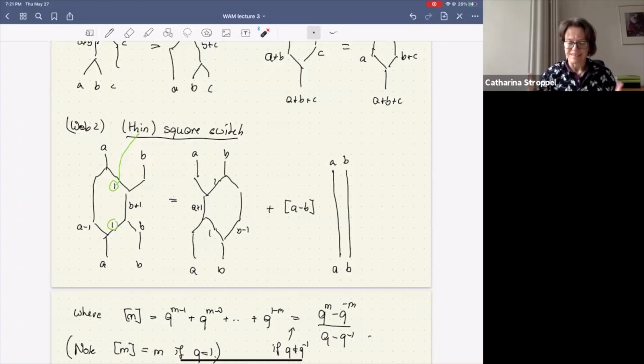But it is better for the long run to work with GL2 instead of SL2. It has many advantages. Also, it might look a bit more complicated at the beginning, but it's better.